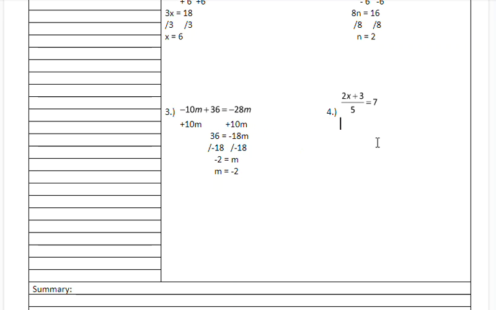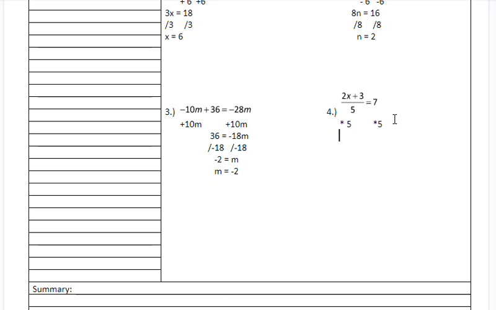Now, number 4, we don't need to use our distributing or combining like terms. We just have 3 equation steps to do instead of 1 or 2 like you've done in the past. So I want to get rid of what's furthest away from the variable first. I want to get rid of that dividing by 5. The opposite of dividing by 5 is multiplying by 5. So I want to multiply both sides by 5.